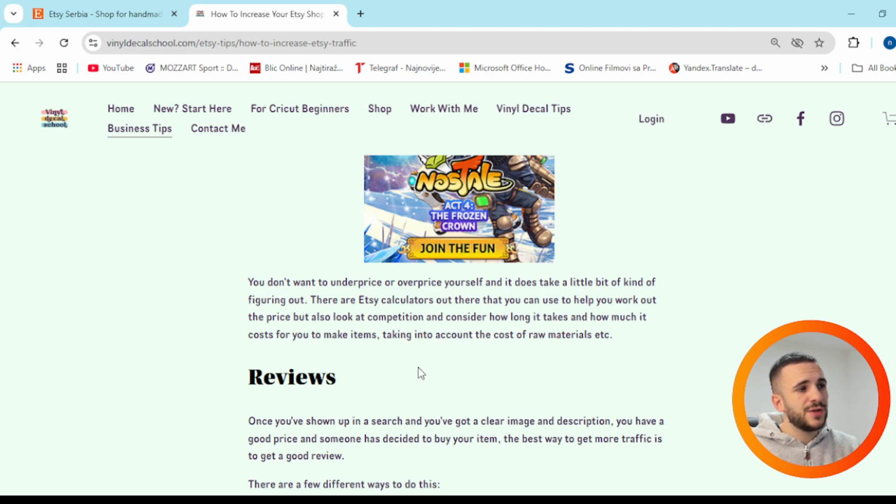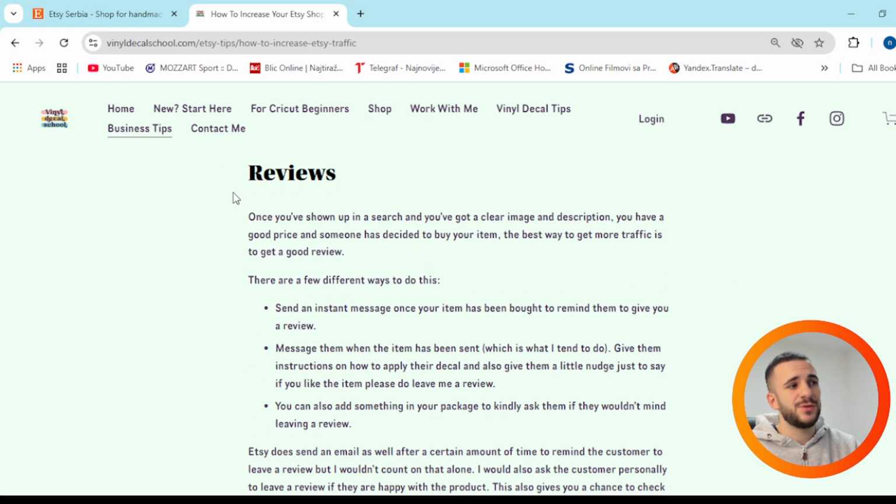So you don't want to underprice or overprice yourself, and it does take a little bit of figuring out. There are Etsy calculators that you can use to help you work out the price, but also look at the competition and consider how long it takes and how much it costs for you to make items, taking into account the cost of raw material, etc., as I said.